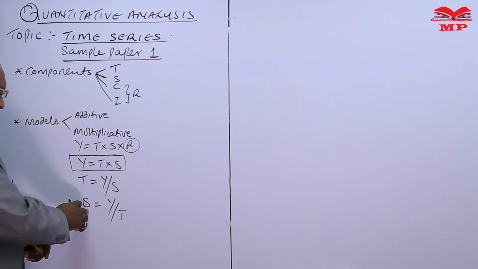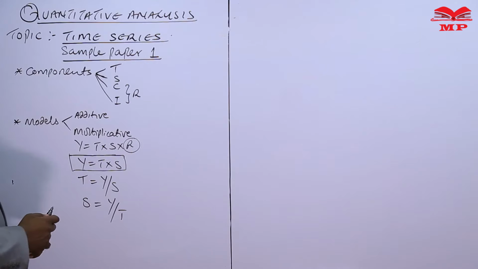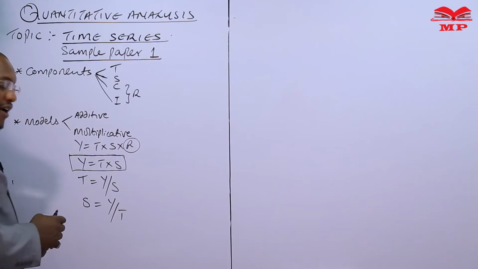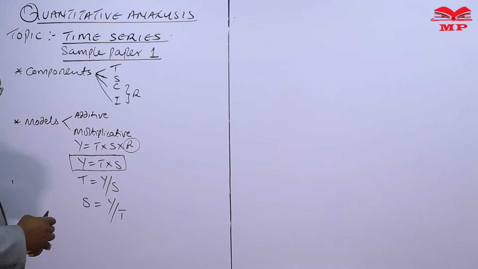This is how we get the seasonal indices, and this is how we get our deseasonalized sales, where we remove the seasonal effect from our original data. That is how it is.